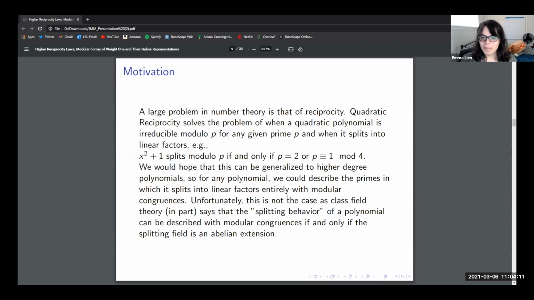As class field theory in part says that the splitting behavior of a polynomial can be described with modular congruences if and only if the splitting field of the polynomial is an abelian extension. So for quadratic polynomials, every quadratic polynomial, the splitting field is just a quadratic extension, and the Galois group is always Z mod 2, which is always abelian. So it always works out in that case. But if you go even to cubic polynomials, you can have cubic polynomials whose splitting field is S3, which is non-abelian, and you run into some issues there.